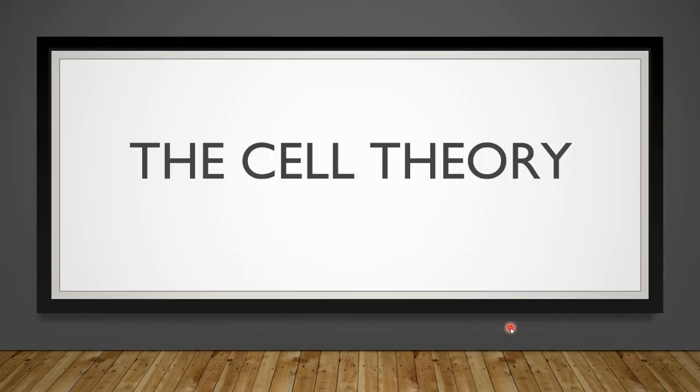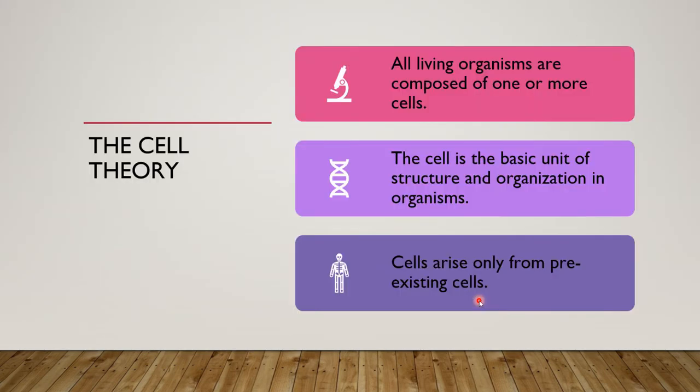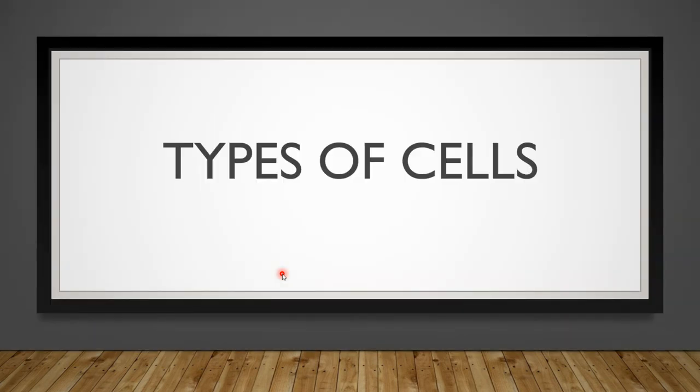We've just gone over most of the cell organelles that you would most likely need to know. As we continue on, I will go into the cell theory, which has three components, as well as some various other examples. So, cell theory. What you need to know about cell theory is that all living organisms are composed of one or more cells. The second tenet is the cell is the basic unit of structure and organization in organisms. Finally, cells arise only from pre-existing cells. Those are the three components of the cell theory.